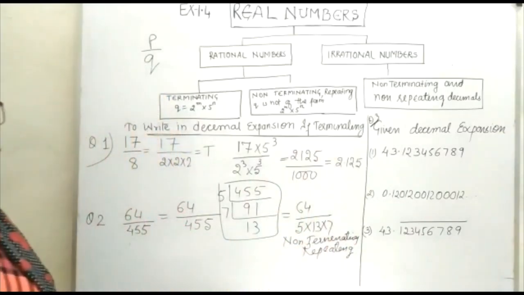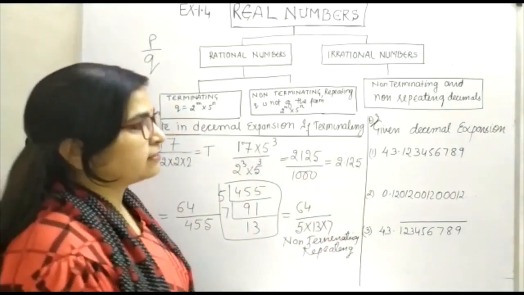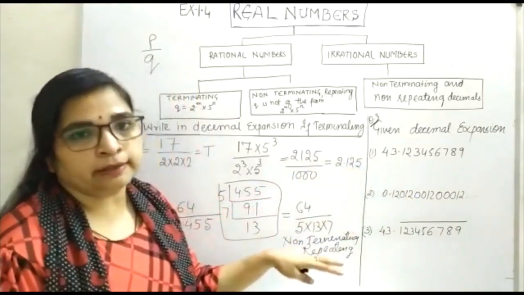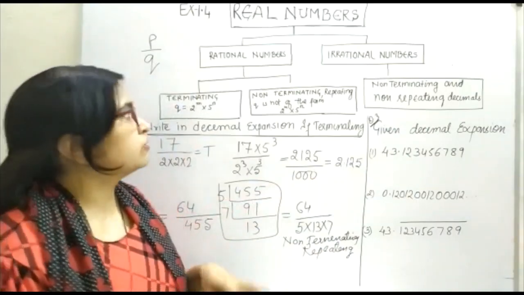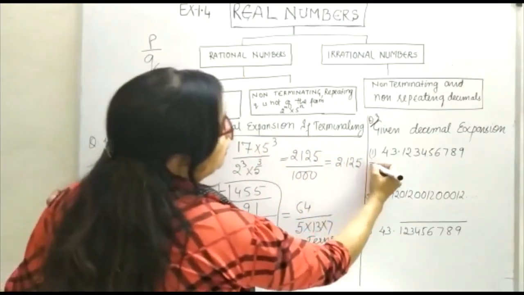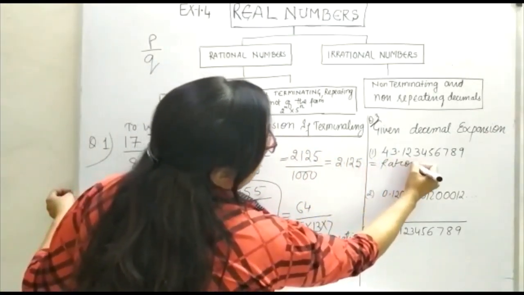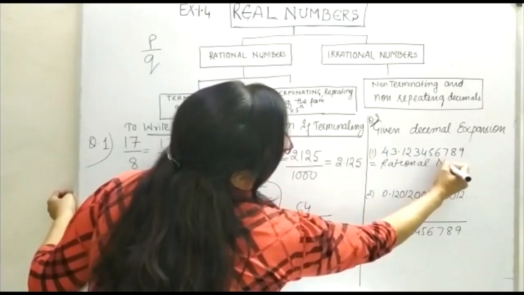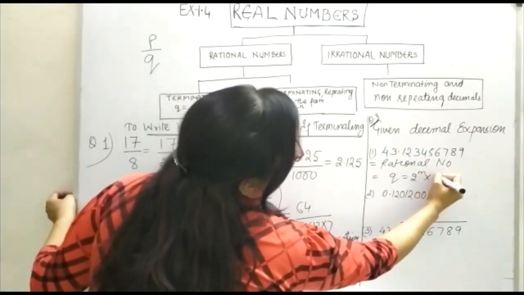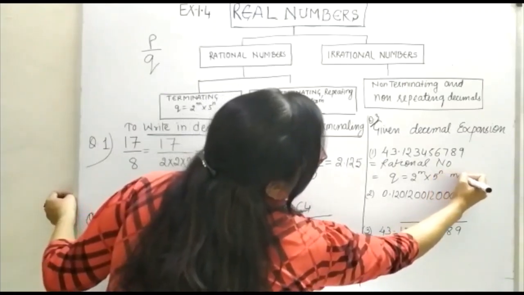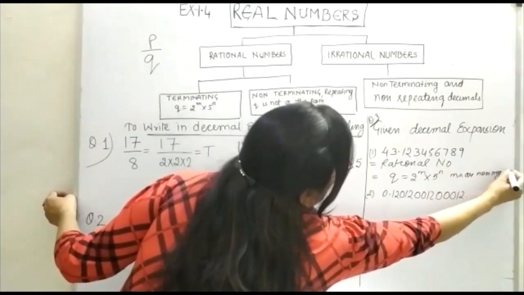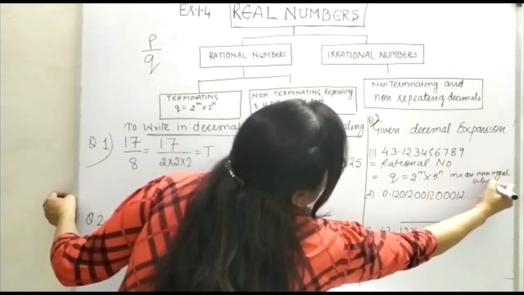It is 43.123456789. You can see that this decimal expansion terminates. If it is terminating, that means definitely it is a rational number. So this number is rational, and obviously you can write that q is of the form 2 to the power m into 5 to the power n, where m and n are non-negative integers.